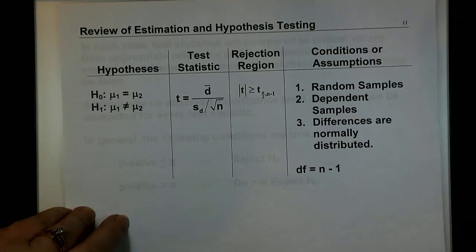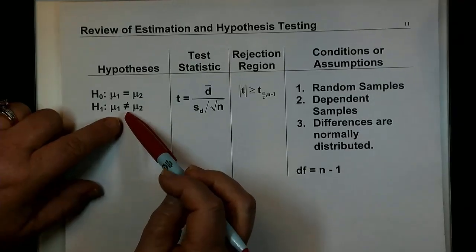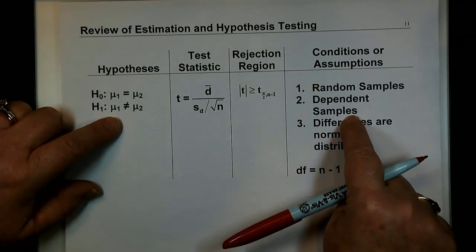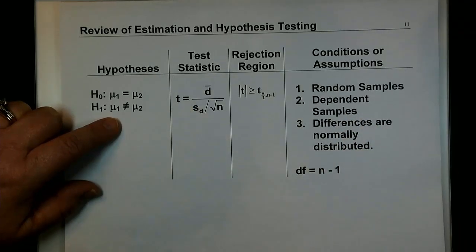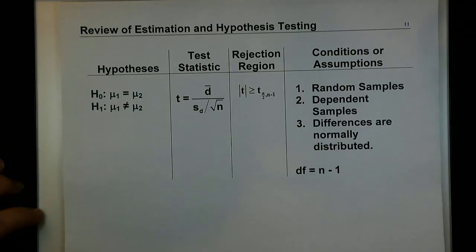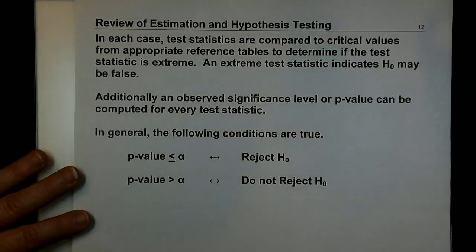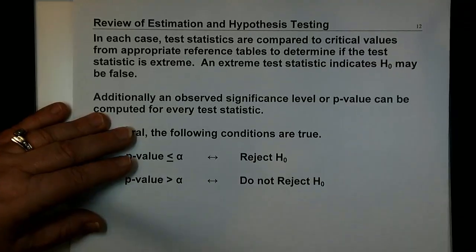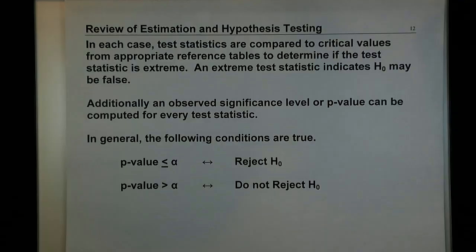And then our dependent samples, so that's what changed over here. Our hypothesis doesn't look any different. It's our condition over here where we had dependent samples that changed. And the differences are normally distributed, and that's why we're using a t statistic. In each case, the test statistics are compared to critical values from the appropriate reference tables.